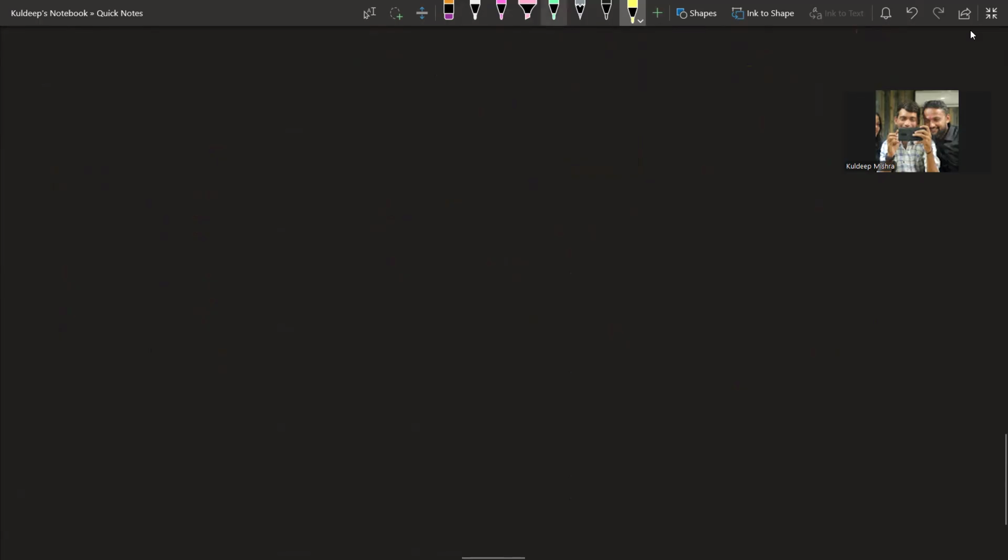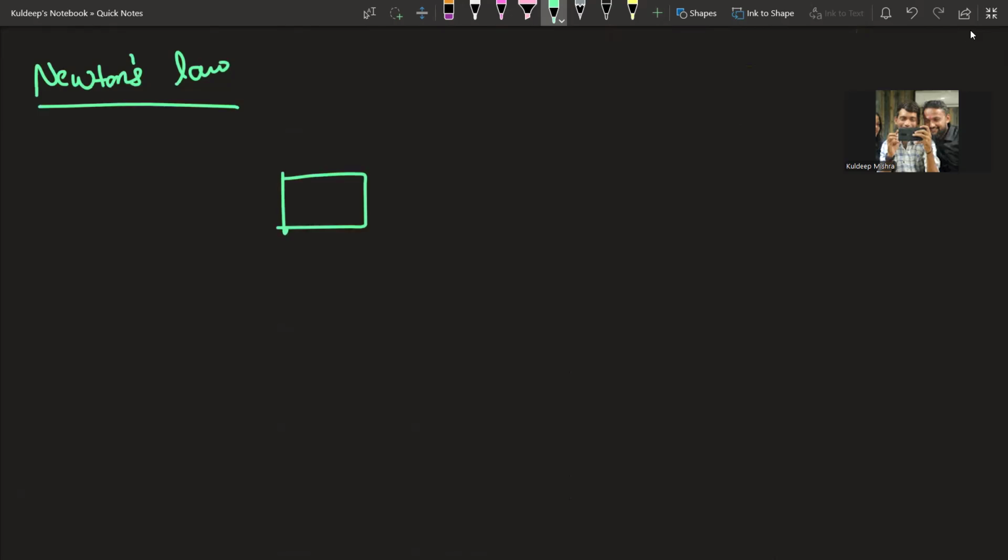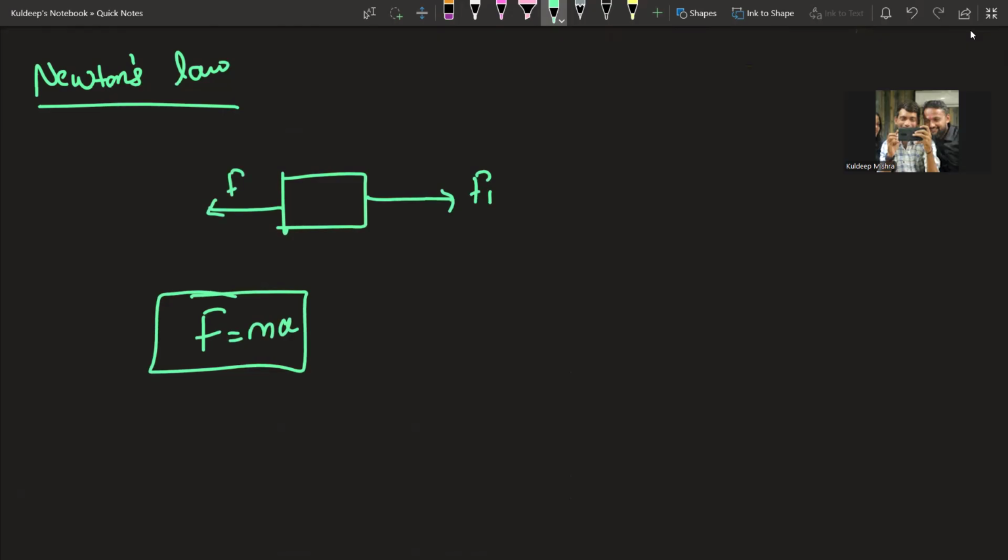Newton's laws. So I'll just tell you the important things, okay? So in Newton's law, number one thing is that the resultant force is always mass into acceleration. You should remember this. Let us say this body is acted upon by force F1 here and force F2 here, and it is still moving in direction of F1. So the resultant force will be F1 minus F2.